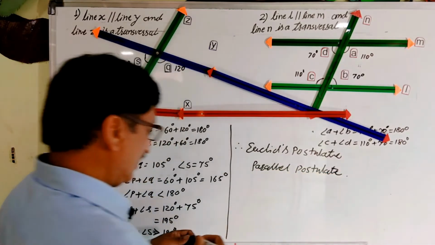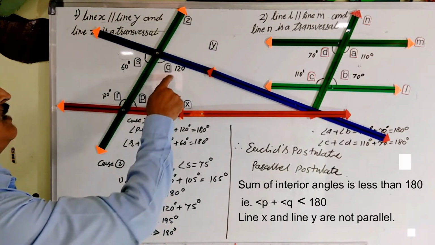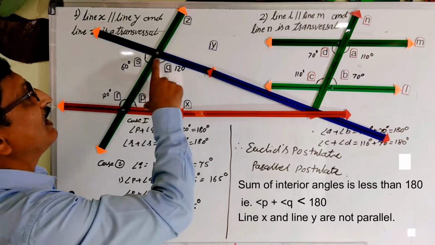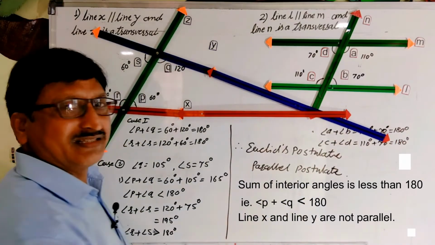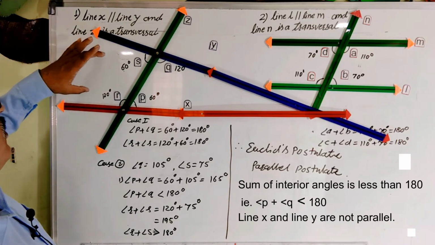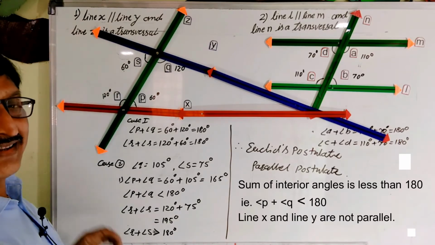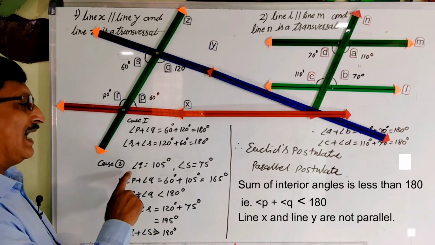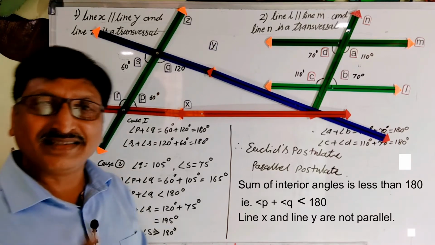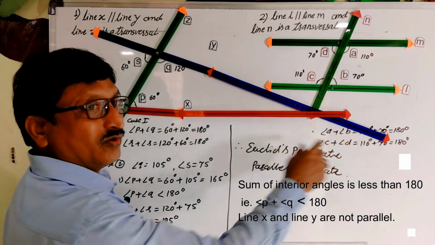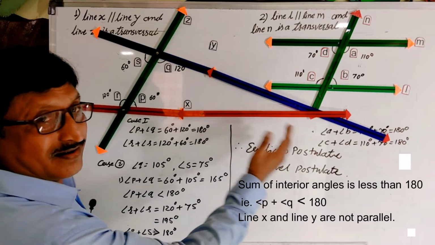What is this postulate then? Whenever the sum of interior angles is less than 180 degrees, then the lines toward that side must intersect, and toward the other side, the sum of these two interior angles is greater than 180 degrees. That means in both conditions, whenever the sum of interior angles is less than 180 degrees, the lines will intersect toward that side.